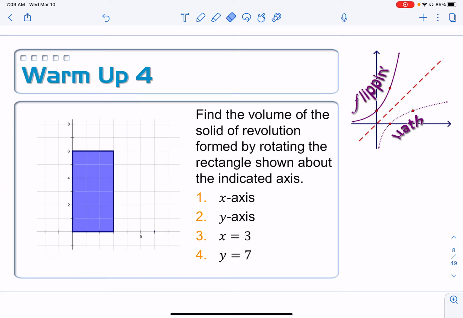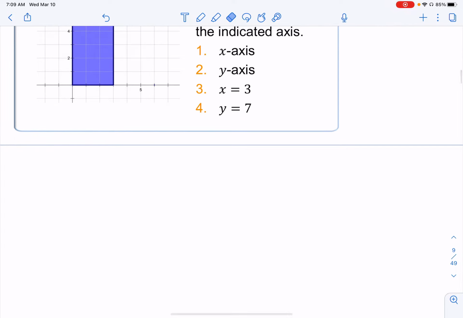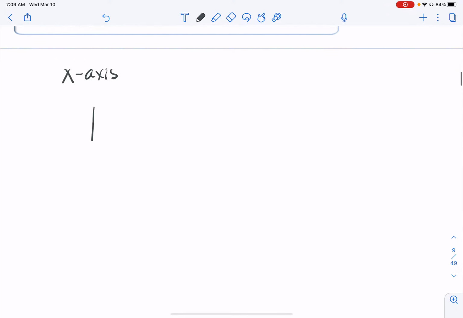For warm-up activity 4, find the volume of the solid of revolution formed by rotating the rectangle shown about the indicated axis. First up, we have the x-axis. So I'm going to draw some pictures here to help us visualize what's going on. So x-axis, let's go ahead and draw.